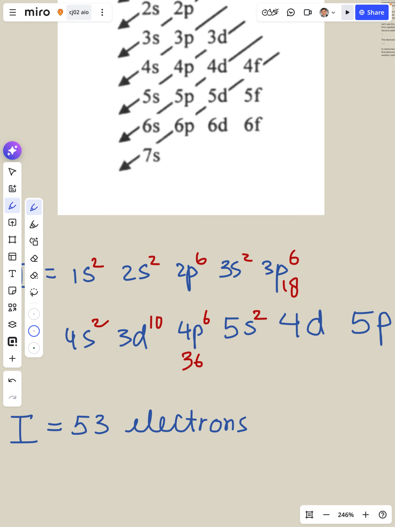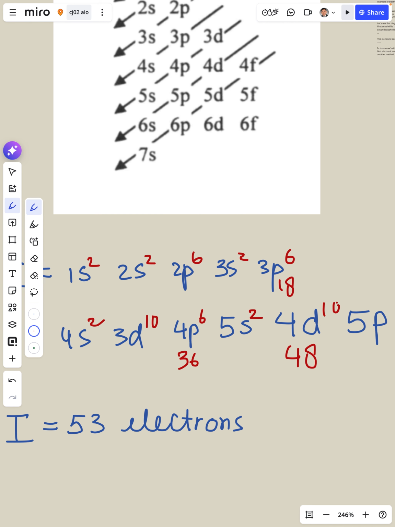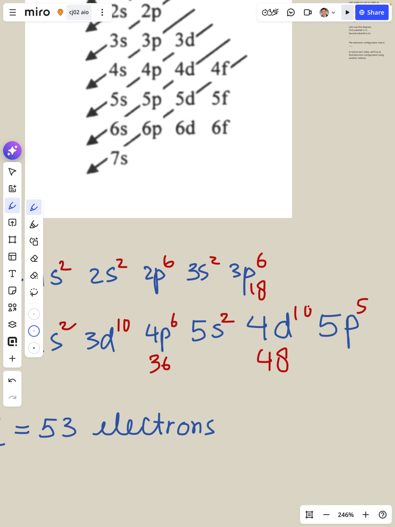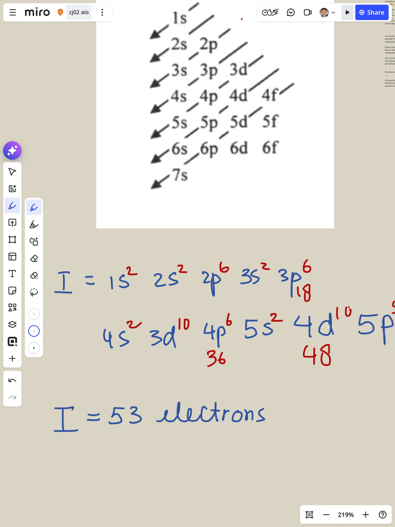5s2. S have 2 electrons, 4d10. So you add 36 plus 2 plus 10. So you have 48 until here. Which means you have only 5 electrons on the 5p subshell.